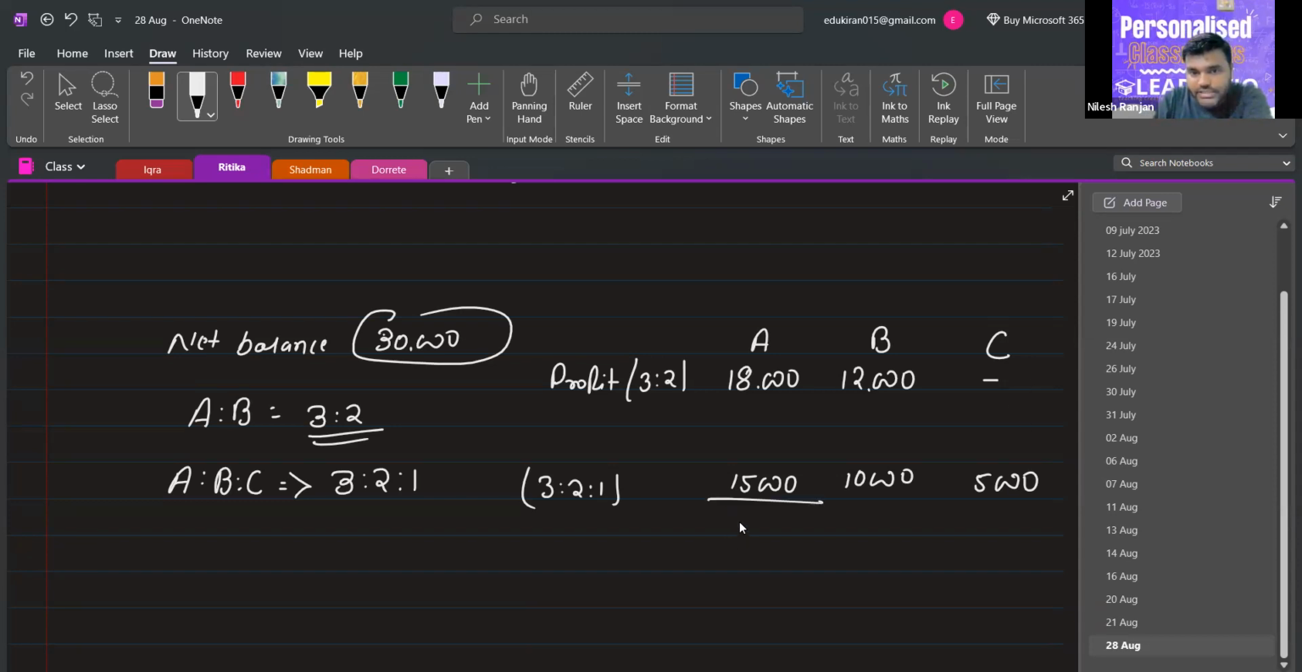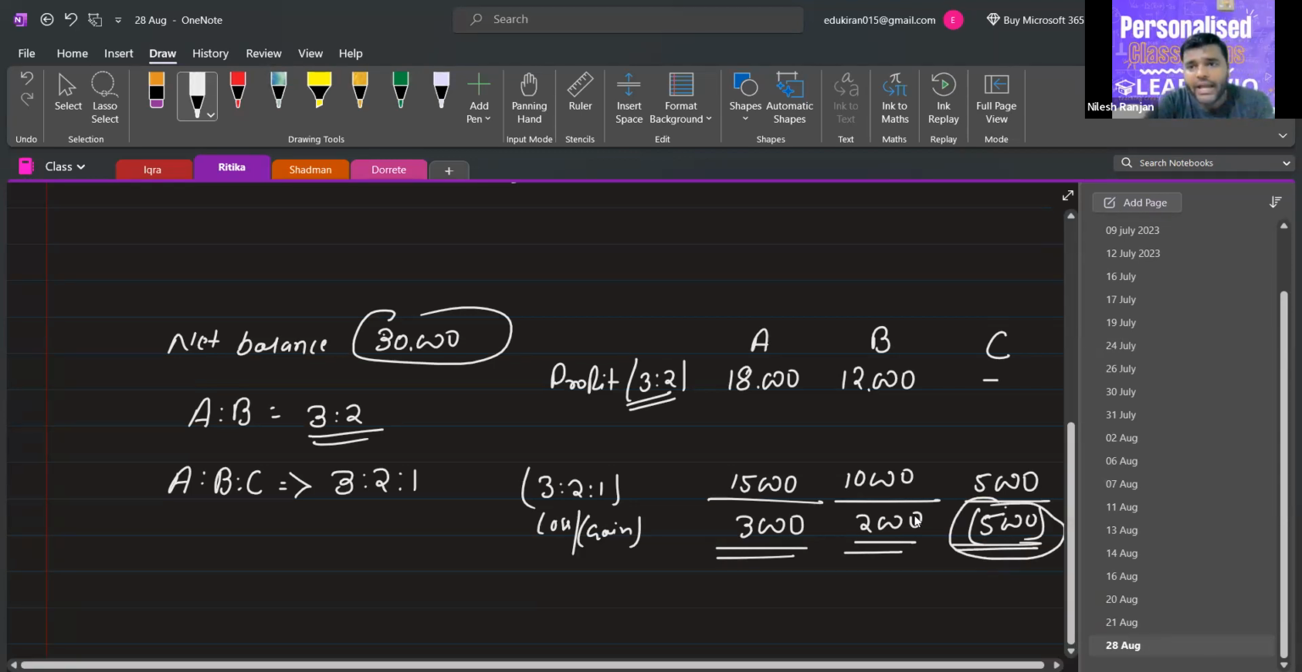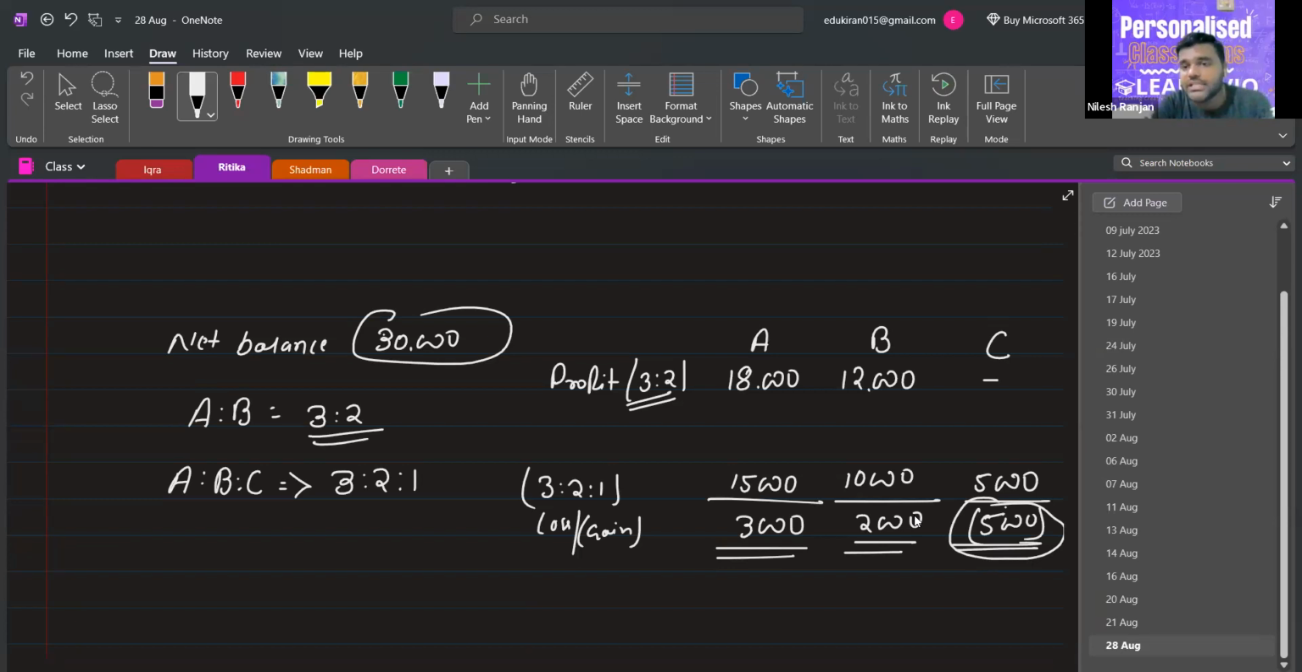Now, here you can see A is in loss of 3,000, B is in loss of 2,000, and C is in gain of 5,000. Because if we had distributed it in 3:2, then A was getting 18,000, but in future he will get 15,000. B was getting 12,000, but in future he will get 10,000. C was not getting anything, but in future he will get 5,000. So there is loss for A and B, and profit for C. So A and B will ask for this money in return from C. They will say that you don't have any right on this 30,000 because this is past profit.